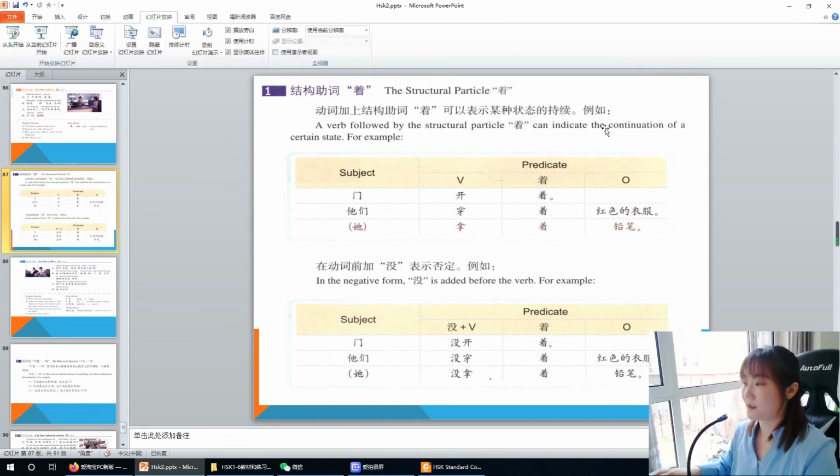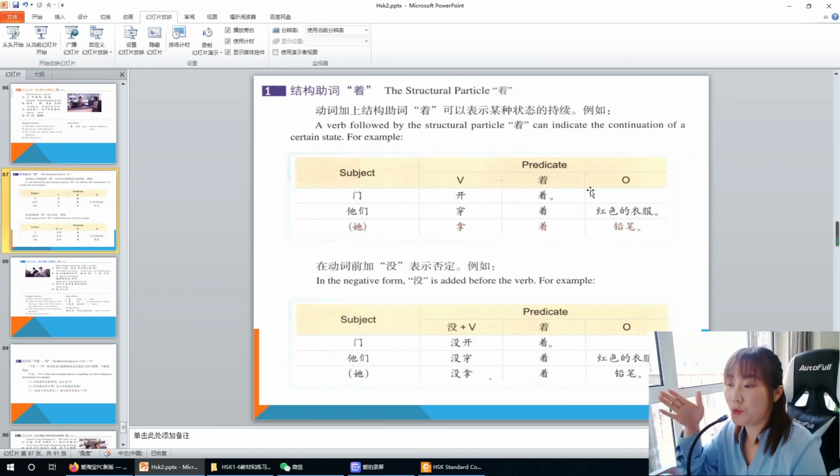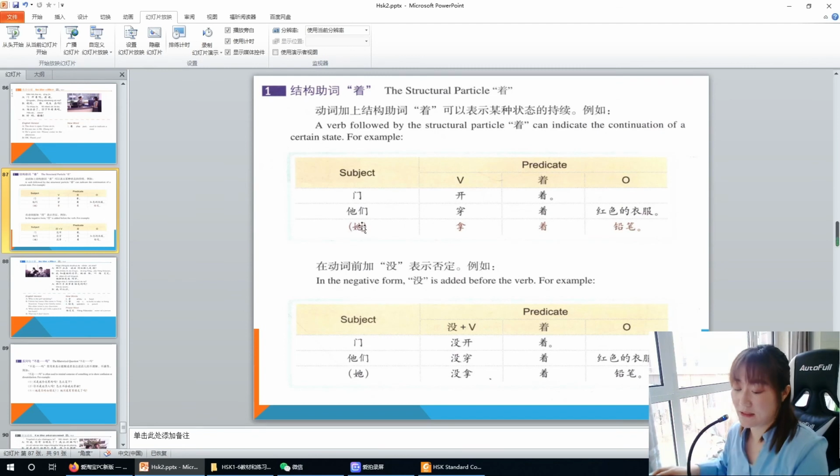particle 着 indicating something that continues, right? 门开着呢。Remember this one? So 窗户开着呢，窗户关着呢。The window is open. The window is closed. So try to remember how to express this sentence.